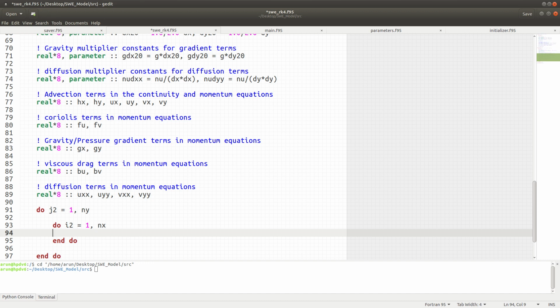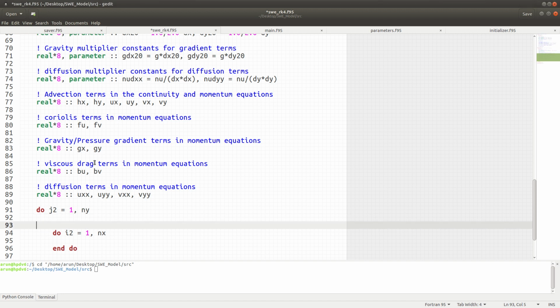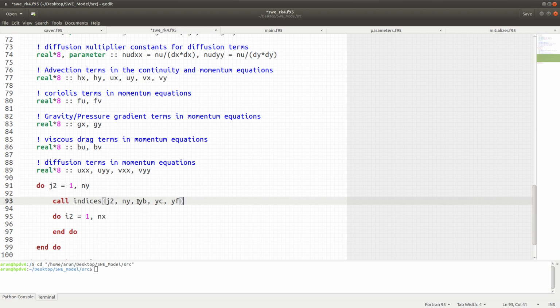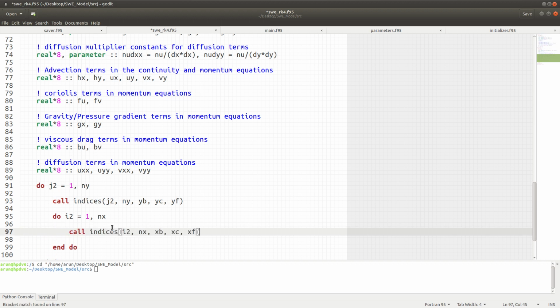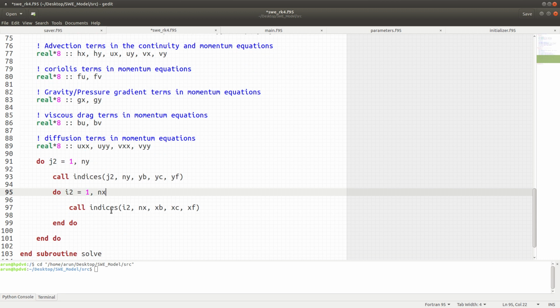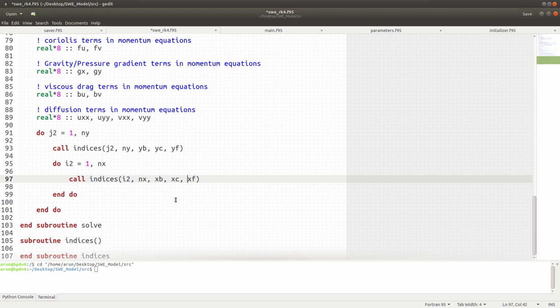Alright, so first what we're going to do is call this indices function for j2, and we're going to set the values for yb, yc, and yf. Similarly, inside this loop, the inner loop, I'm going to call the indices subroutine. I'm going to set the values of xb, xc, and xf. So what do these actually mean? Well, let's write the subroutine directly, and we'll understand what's happening.